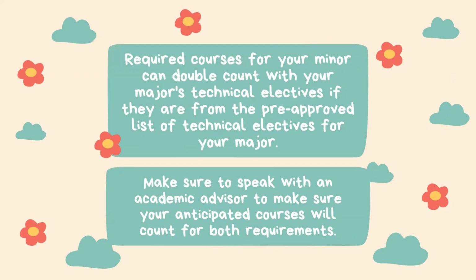Next, required courses for your minor can double count for your major's technical electives if they are from the pre-approved list of technical electives for your major. So make sure to speak with an academic advisor to make sure that your anticipated courses will count for both the major requirements, but also the minor requirements.